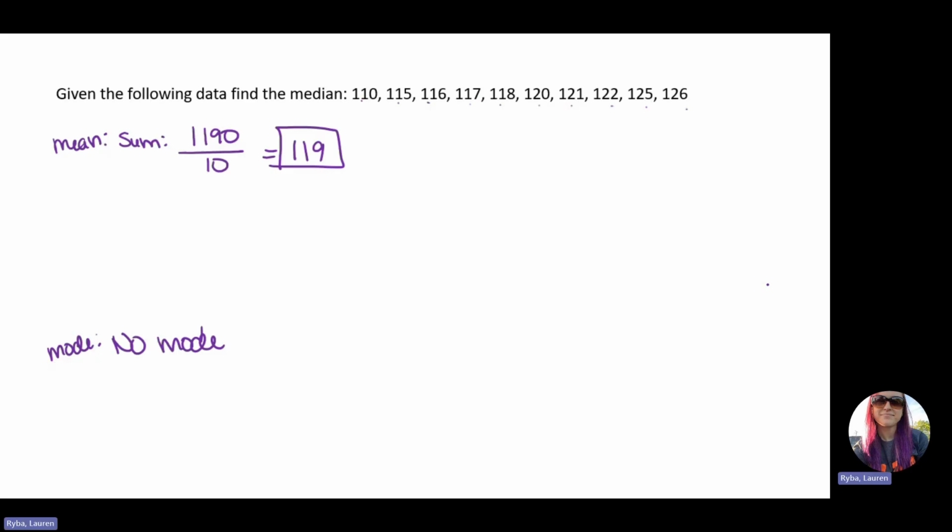Median, I'm going to work to cross off, but this one I have an even total, so I have 10 pieces of data. As I cross off one on each side evenly, 4 crossed off, 4 crossed off, I'm left with 2 that are in the middle. So what we have to do is take the 2 that are left and find the exact middle of them. That is, add them together and divide by 2, or you can just look and say, hey, I know what's in the middle of 118 and 120, that's 119.